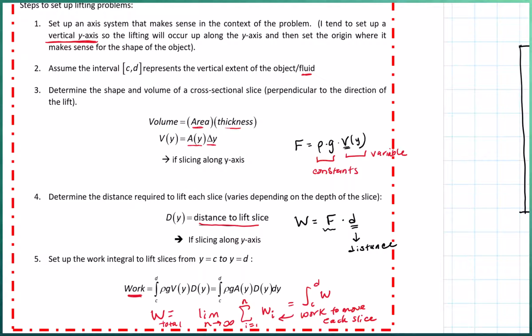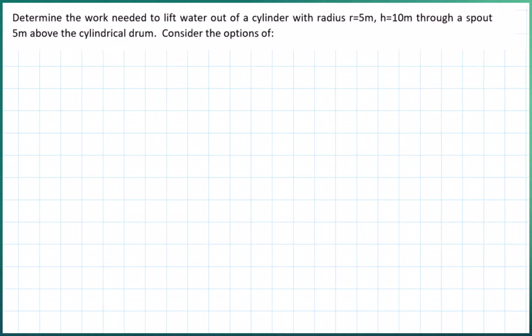All right, so let's take a look at a couple of examples. Okay, so let's consider this. Let's determine the work that is needed to lift. Now, I did say lift, but it is kind of funny. We don't really normally think of lifting water. We think more of pumping water. So maybe it makes more sense to say pump water out of a cylinder with a radius of 5 meters, a height of 10 meters, and it has a spout that is 5 meters above that cylindrical drum that is holding the water. Now, we are going to consider a couple of options.